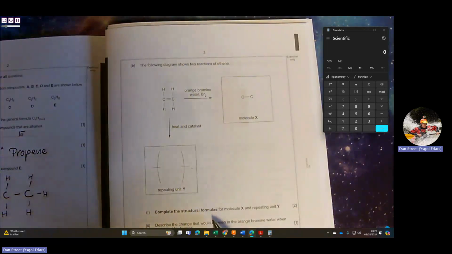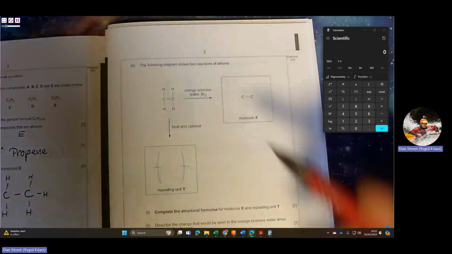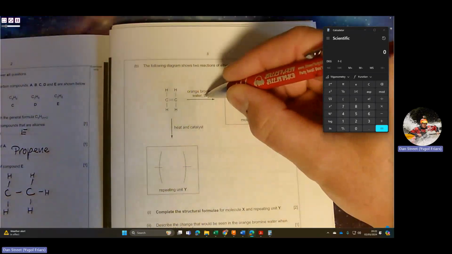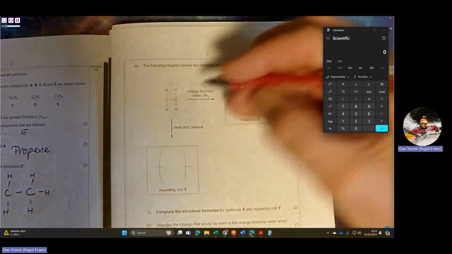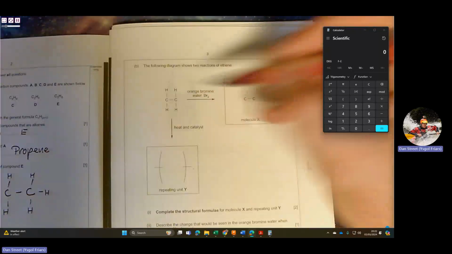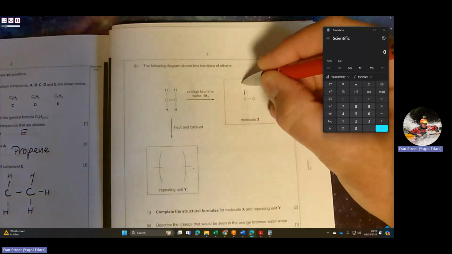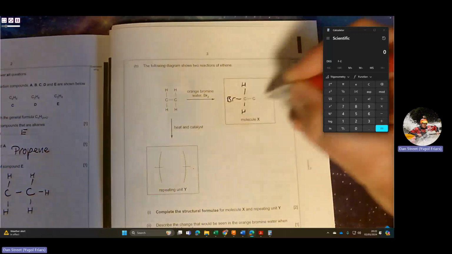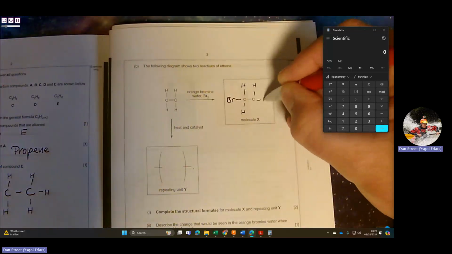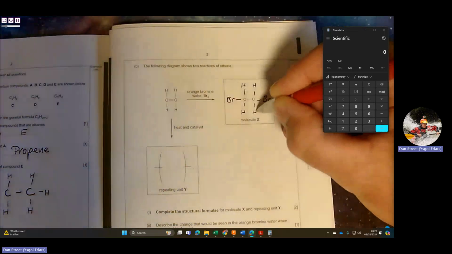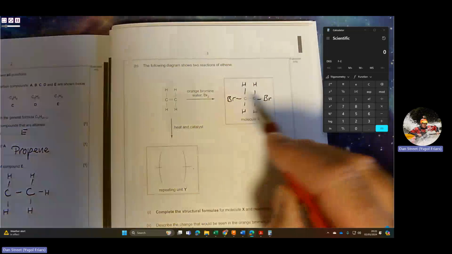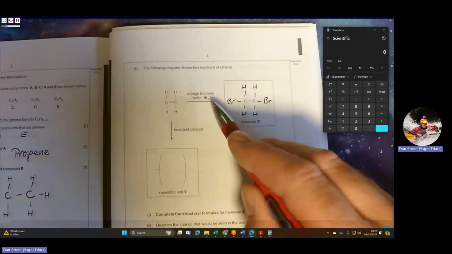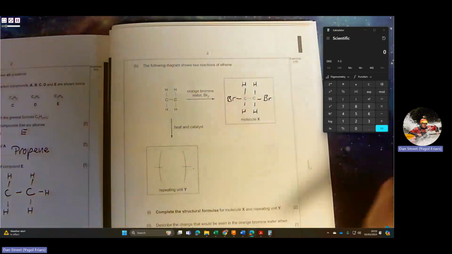Complete the structural formula for molecule X and repeating unit Y. If you add bromine to ethene, what you're doing is adding a bromine atom to each of the 2 carbons, because the double bond opens up and bromine is attached to either side. To some extent it doesn't really matter what order you put them in, but you do it like that. It makes it clear that the bromines are being added to each carbon. So it's a similar structure to this, except we open the bond up and we add bromine to each side, and it's already balanced because the bromine molecule splits up to form 2 bromine atoms that are attached on both sides.